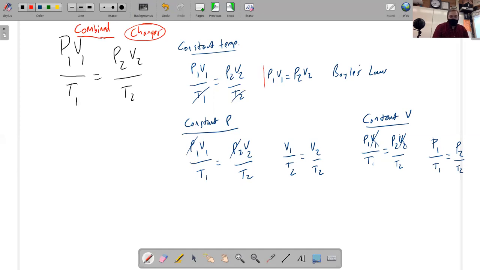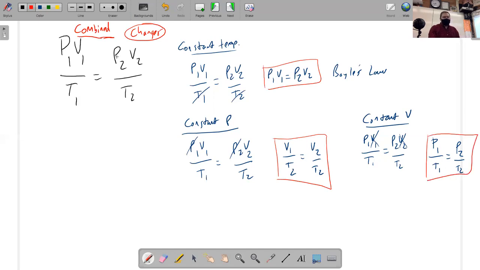So an easy way to derive the basic gas laws that we did 2 weeks ago is always to start with the combined gas law, and then anything that is constant, that variable just goes away in the equation.